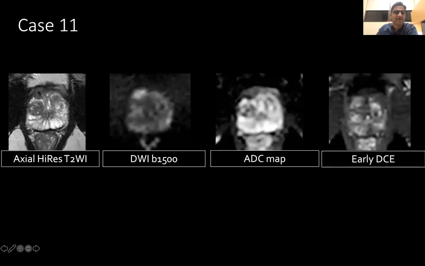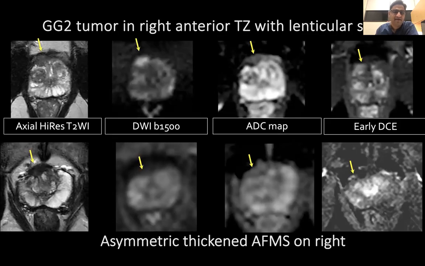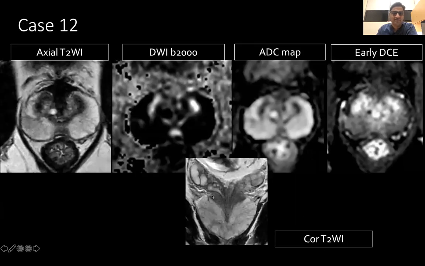And there's another patient where you see a crescentic abnormality in the right anterior transition zone, showing marked restricted diffusion. This is a right anterior transition zone lenticular nodule. So you should be able to identify these nodules when they're small, not only when they're huge. It's also important to see that this is the corresponding tumor that we saw, whereas this is the anterior fibromuscular stroma that's thickened. Here we can see that there is no abnormality on the diffusion weighted imaging and no enhancement. So this is one of the ways to distinguish between the two when you have similar appearances.